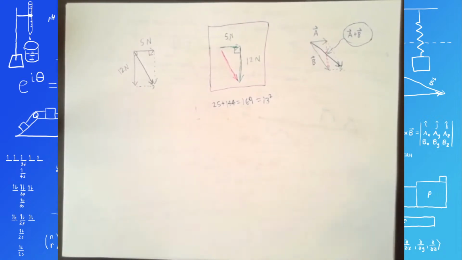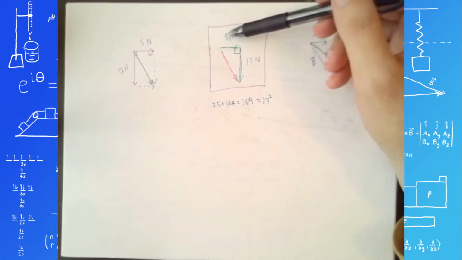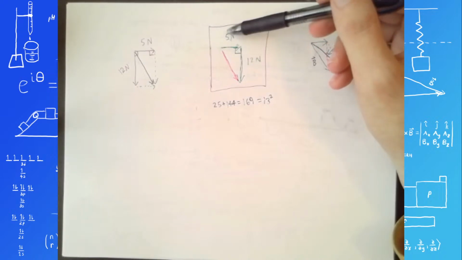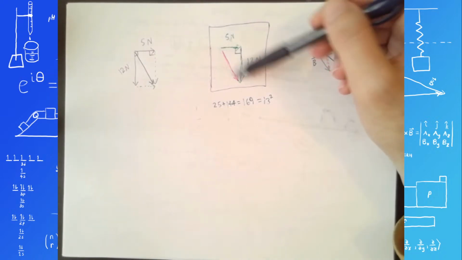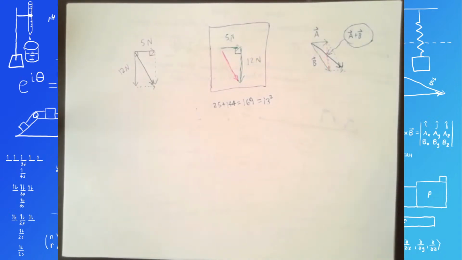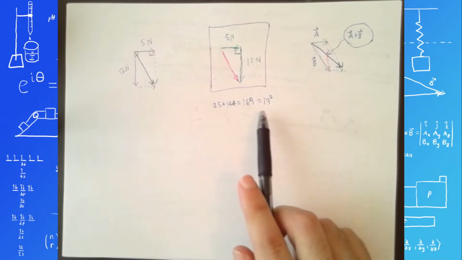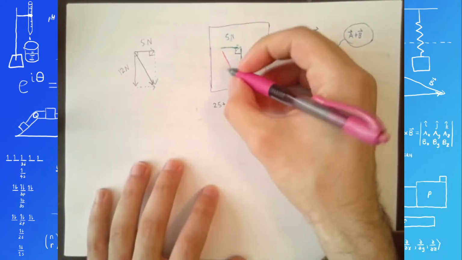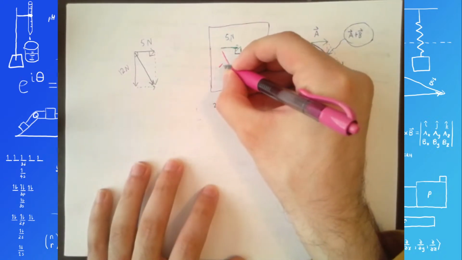Okay, so going back to the main problem at hand, we've got sides of 5 and 12 making a right angle with each other. We can do Pythagorean theorem to figure out the length of this pink side, and we get 13 for the length. So this thing has a magnitude of 13 in the same units, so newtons.